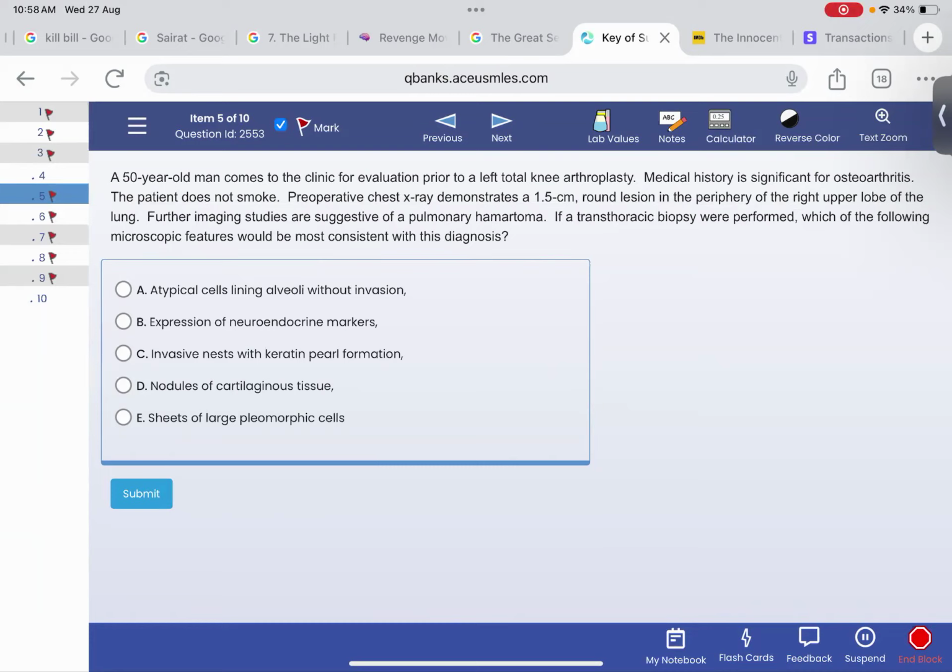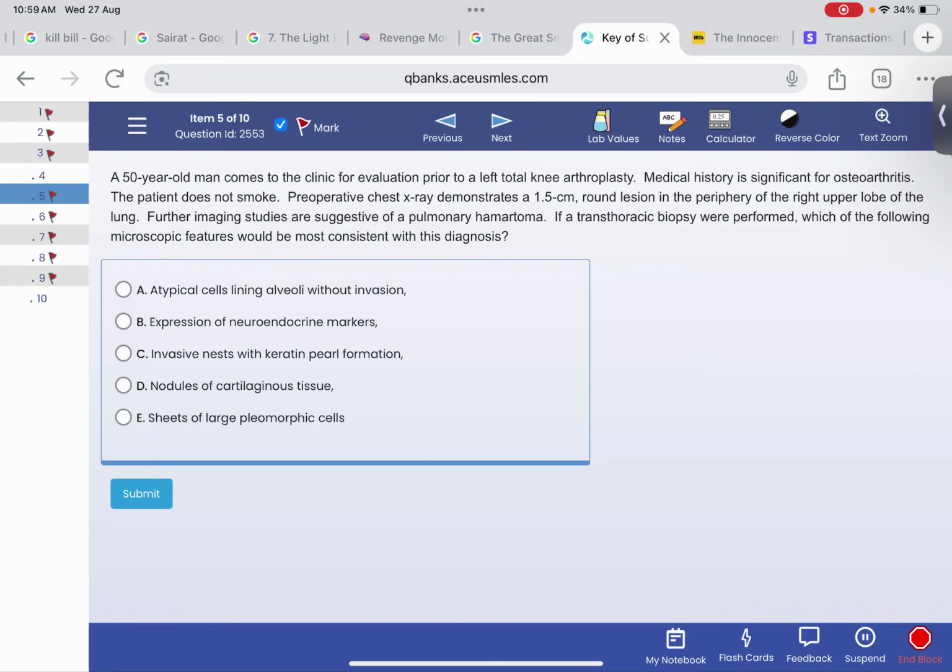Any volunteers? A 50-year-old man comes to the clinic for evaluation prior to a left total knee arthroplasty. Medical history is significant for osteoarthritis. The patient does not smoke. Preoperative chest X-ray demonstrates a 1.5 centimeter round lesion in the periphery of the right upper lobe of the lung. Further imaging studies are suggestive of a pulmonary hamartoma. If a transthoracic biopsy were performed, which of the following microscopic features would be most consistent with this diagnosis?